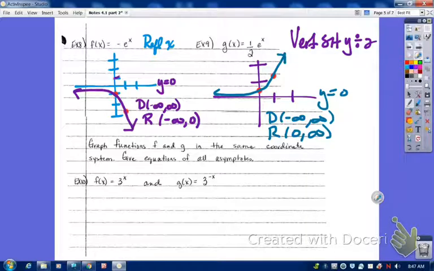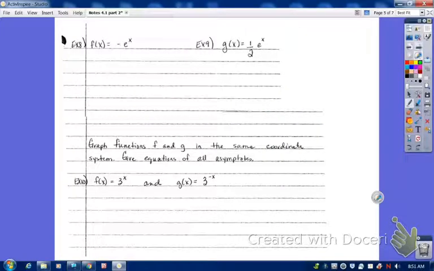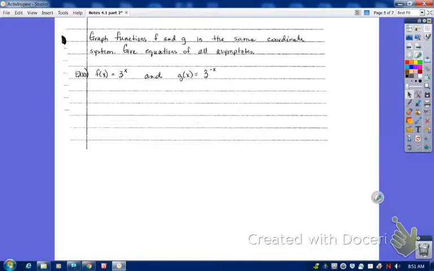All right, the next set of directions are going to say graph functions f and g in the same coordinate system. That just means on the same graph, on the same x and y axis, you'll have two graphs. Give equations of all the asymptotes. So this really isn't changing things. I still have 3 to the x and 3 to the negative x, and those are transformations of each other. I'm going to erase this so I can move the graph up a little bit for us. Still doing the same thing here, except they're just asking you to put everything on one graph.